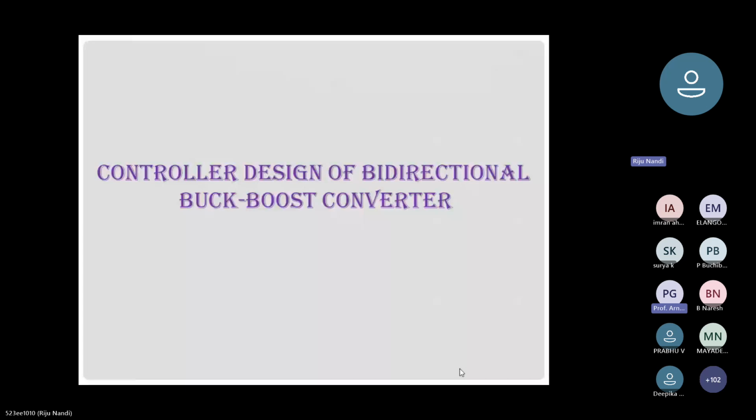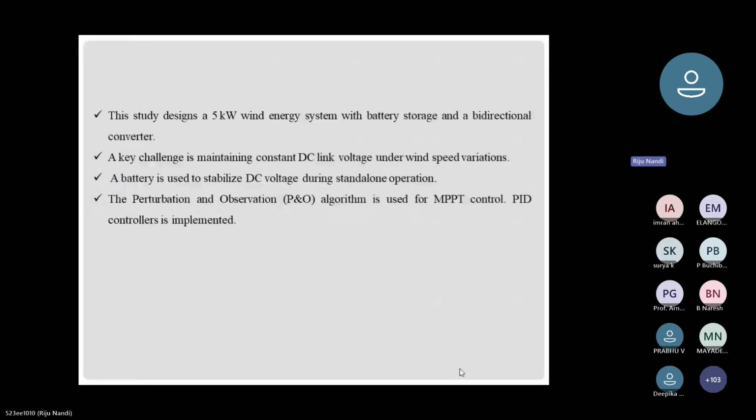Riju, please carry on. Okay, so now I'll continue with the controller design of the bidirectional buck-boost converter. I have used it in a simulation also, which I will show: a 5 kilowatt wind energy system with battery storage and a bidirectional converter. The key challenge is to maintain constant DC link voltage under wind speed variation. The battery is used to stabilize the DC voltage during standalone operation.